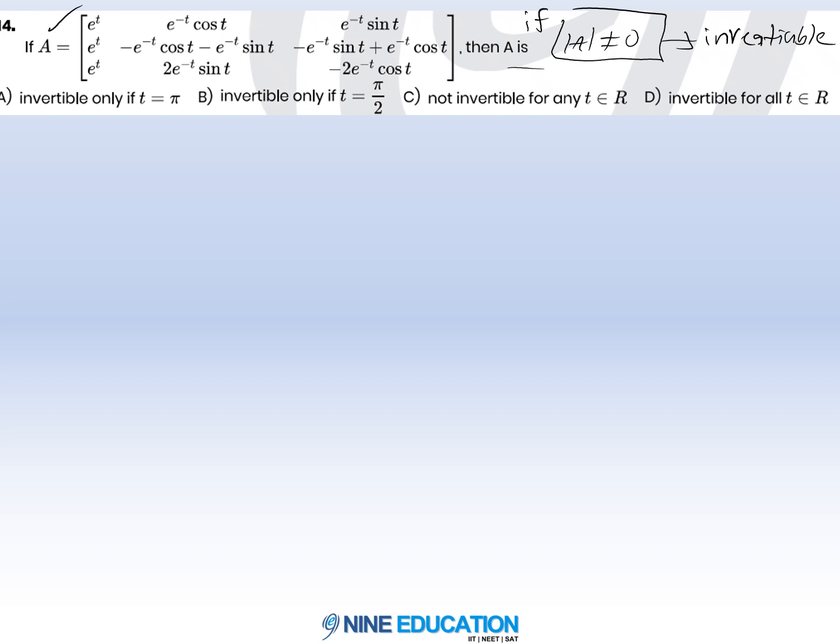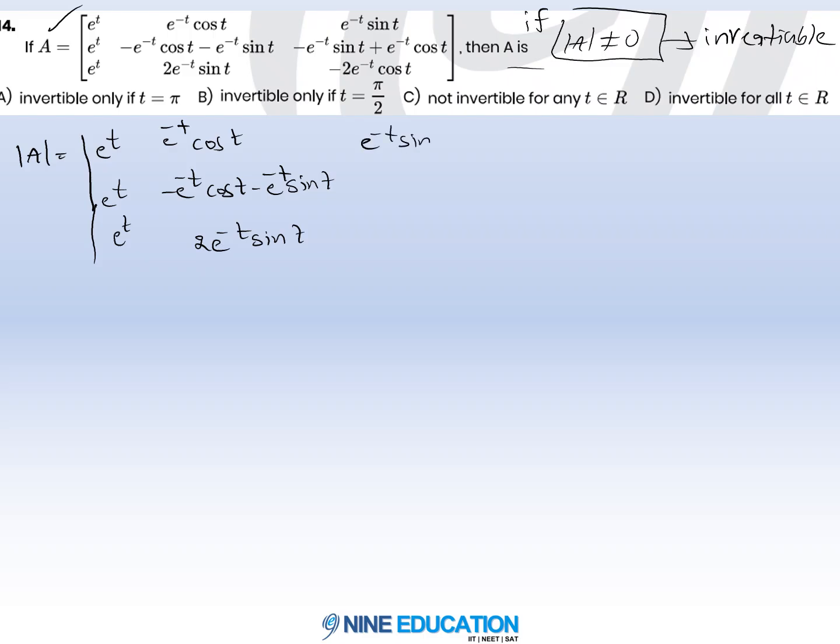Let's check whether the given matrix is invertible or not. So we need to find its determinant. So find the determinant of this. The determinant will be the determinant of e power t, e power t, and here e power t, and here e power minus t into cos t minus e power minus t into sin t, and here 2 times e power minus t into sin t, e power minus t into sin t minus e power minus t into cos t, e power minus t into cos t, and here minus 2 times e power minus t into cos t.